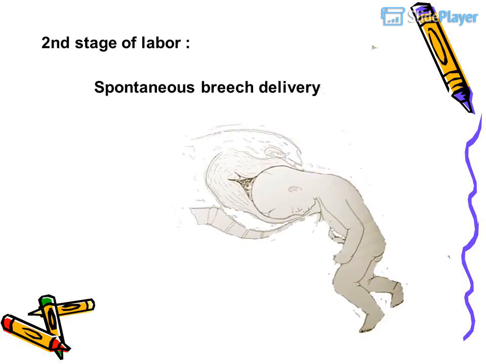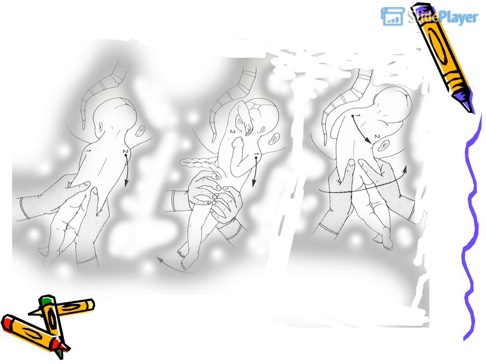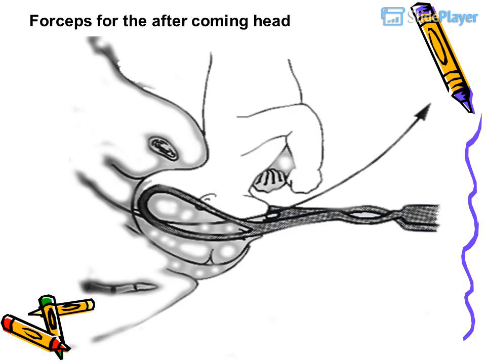Second stage of labor: spontaneous breech delivery, assisted breech delivery. Assisted breech delivery: delivery of the shoulders, Lovset's maneuver. Forceps for the aftercoming head. Delivery of the head: Mauriceau-Smellie-Veit maneuver. Forceps for the aftercoming head.